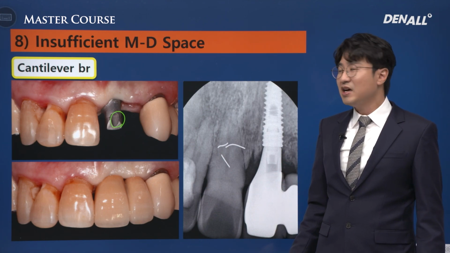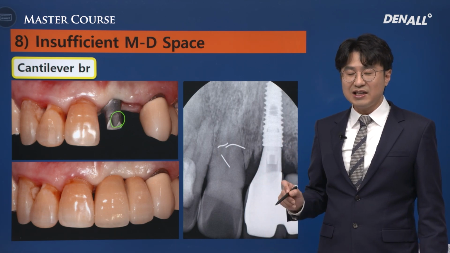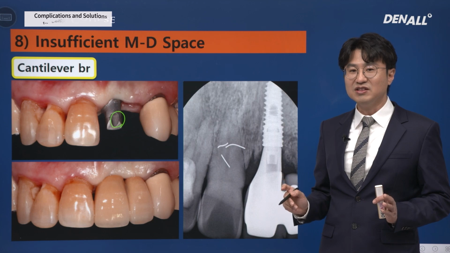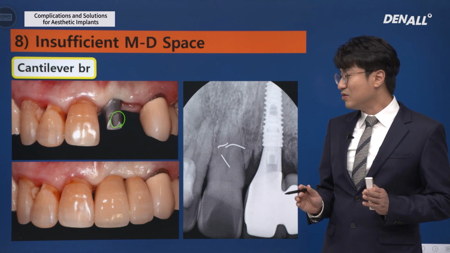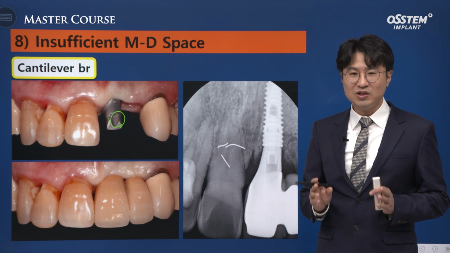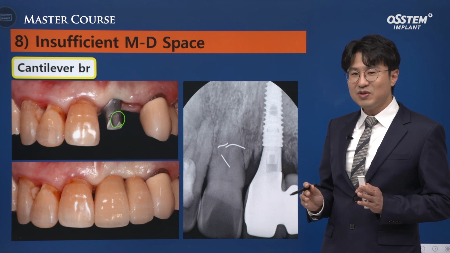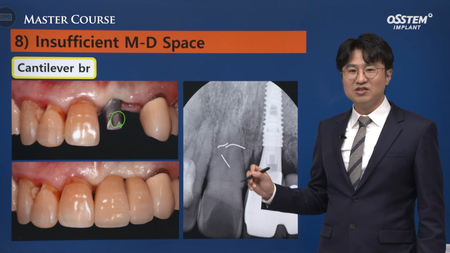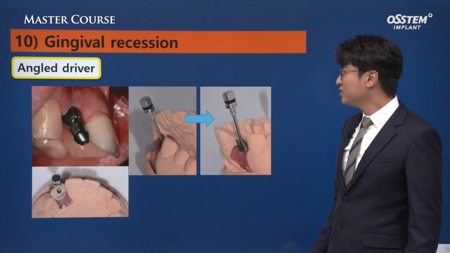If the space is too small, if the MD space is too narrow, then placing 2 implants, or placing 1, would reduce problems. The distance between implants needs to be 3 millimeters. If it is less than that, we need to use a thin, narrow abutment to secure the soft tissue between the implants. And if the distance is 2 millimeters or 1.5 millimeters, placing 1 implant can reduce or prevent complications.